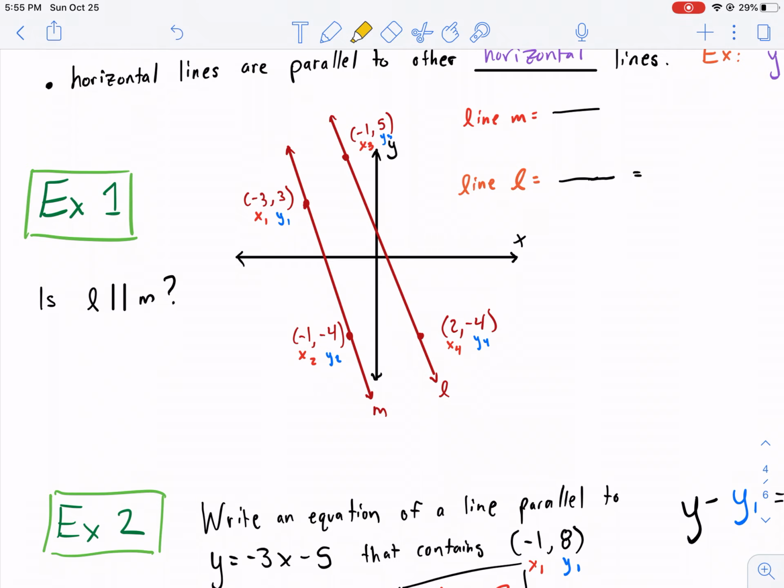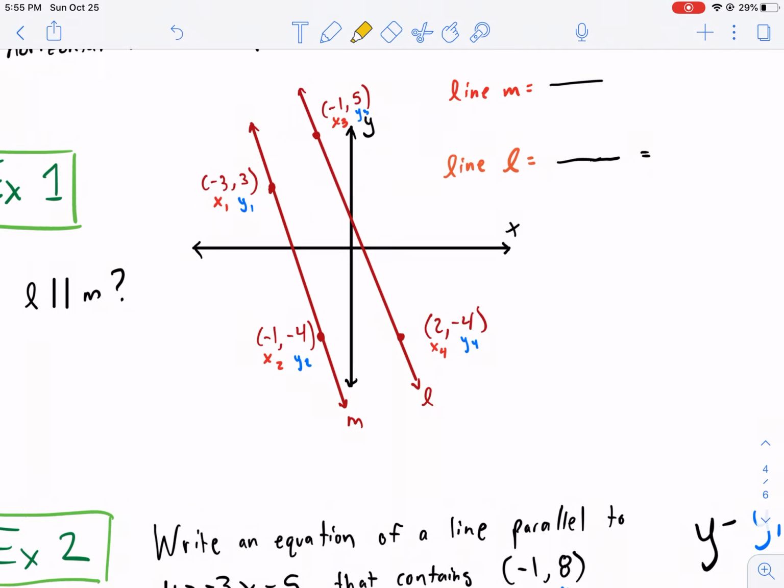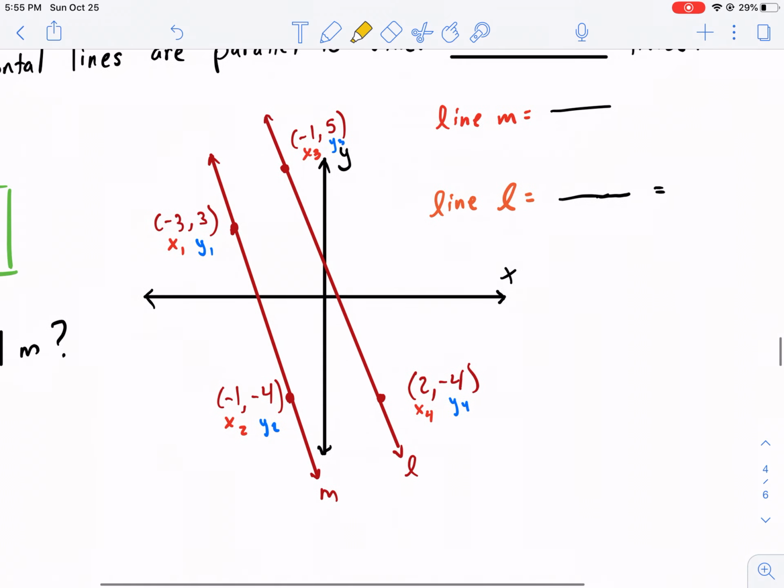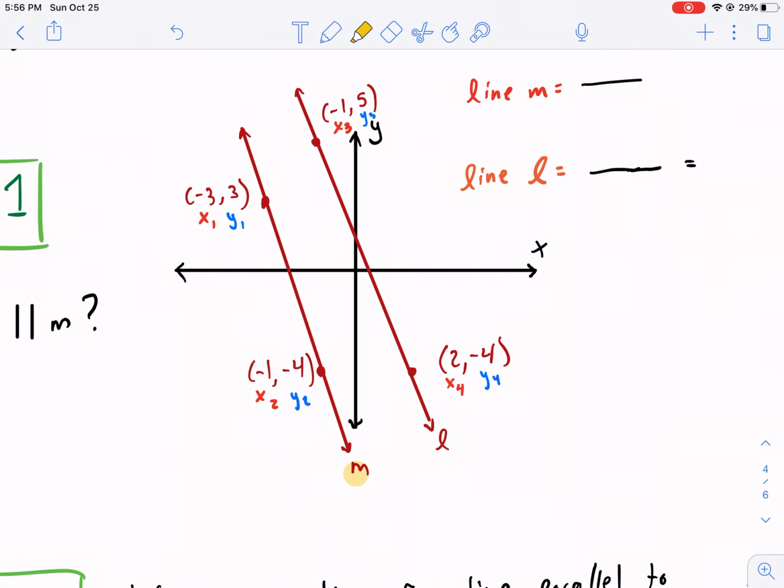The question is: is L parallel to M? Most of you are probably looking at this and thinking, yeah, they look parallel. It doesn't look like they cross, and the definition of parallel means they don't cross. So how do we determine this for sure? We'll need to find the slopes of both line M and line L.